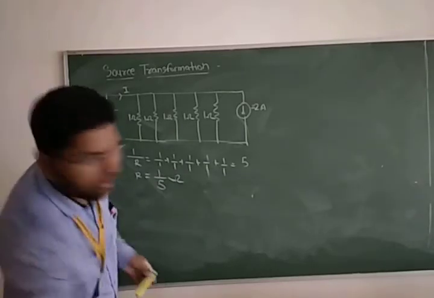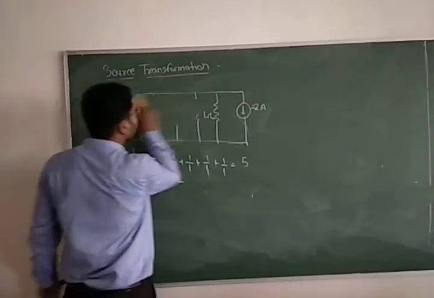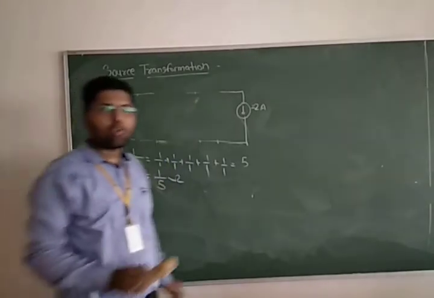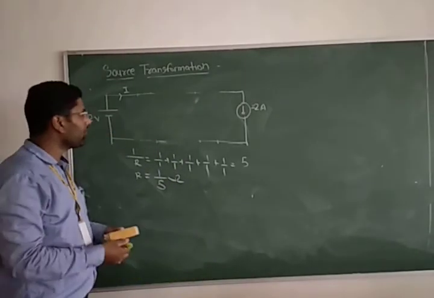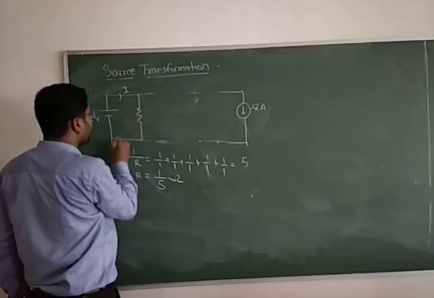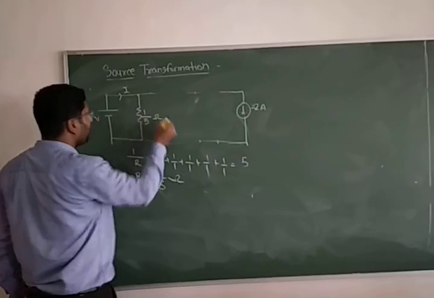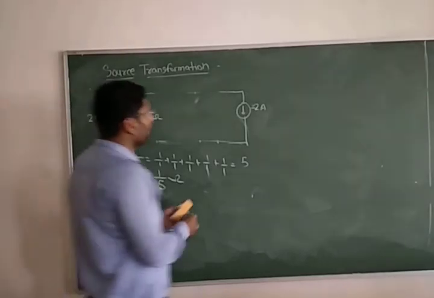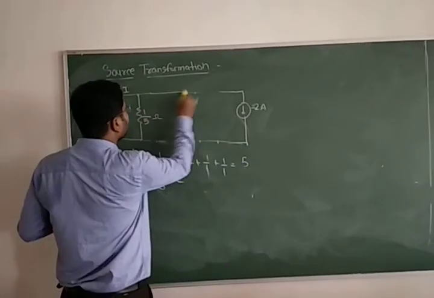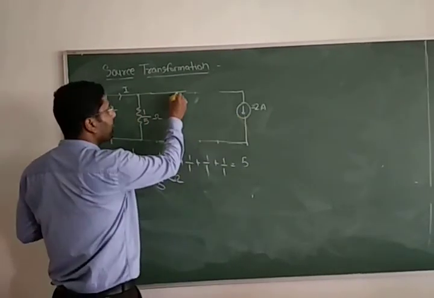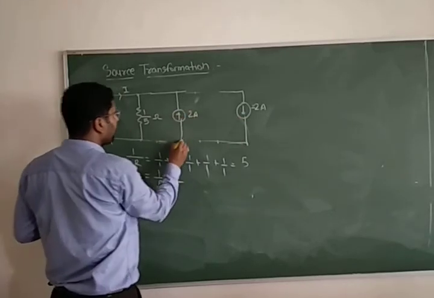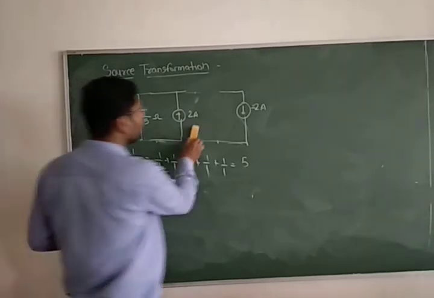So directly I will convert that into this diagram. What is our main motive for the source transformation? You have to simplify the circuit. So this resistance we have to write, that is 1 by 5 ohm. And this minus 2 ampere I will convert into the positive 2 ampere. I just changed the direction of the current.